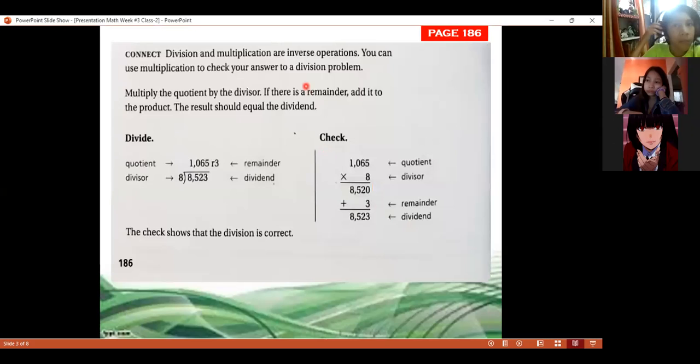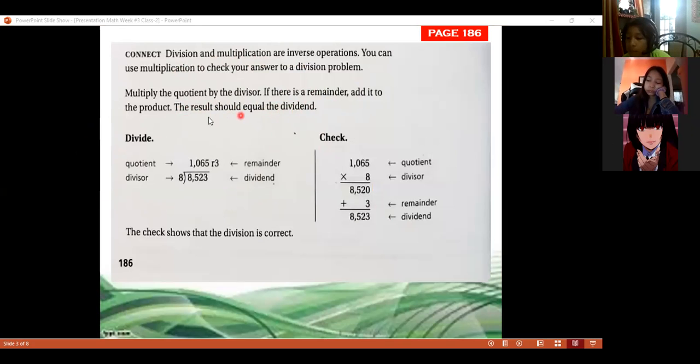Let's copy here 186. Yes, on the same page. There is something that says connect. Division and multiplication are inverse operations. You can use a multiplication to check your answers to a division problem. Multiply the quotient by the divisor. If there is a remainder, add it to the product, and the result should equal the dividend.